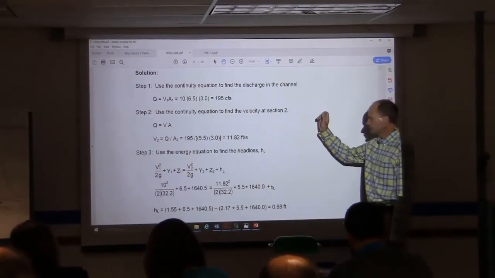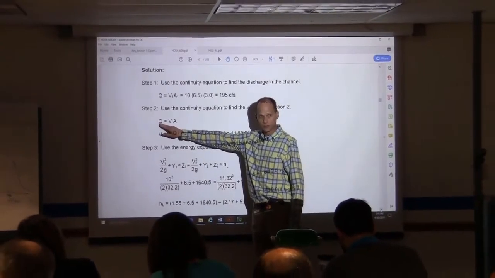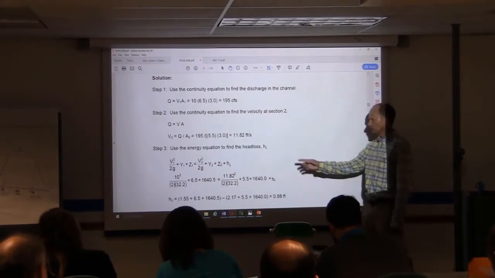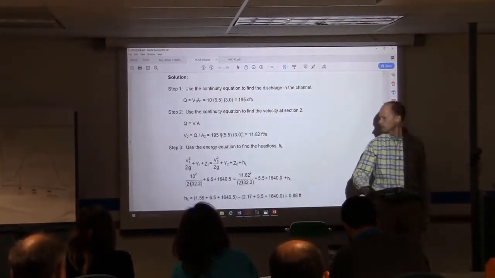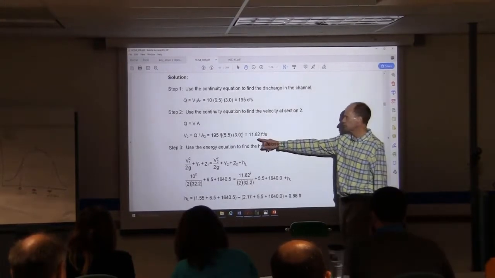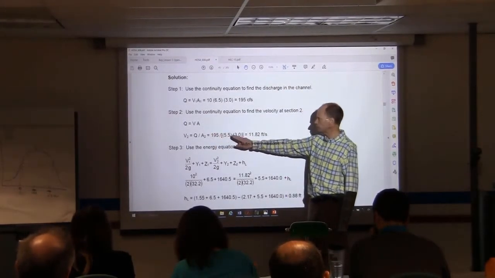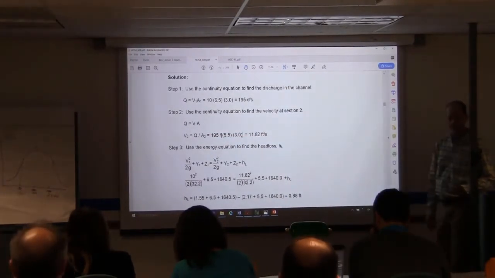So at section 2, Q remains constant from points 1 and 2, so we know that's still 195. We do not know the velocity, but we know the flow area because it's a rectangular channel. So we plug in that information, and we solve for the average cross-sectional velocity V2 and come up with about 11.8 feet per second.